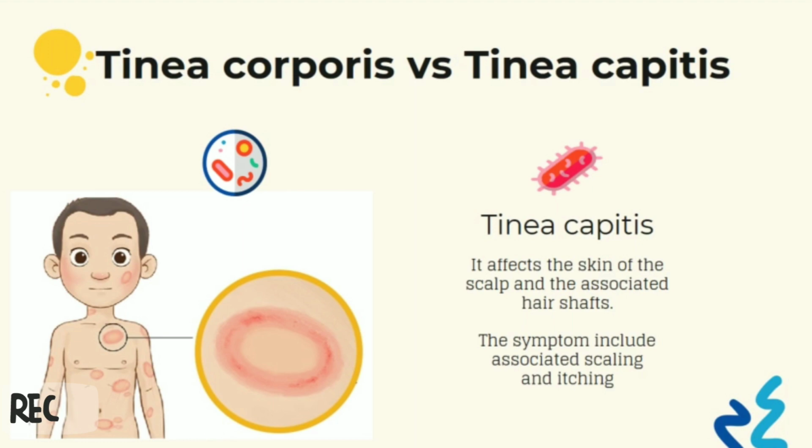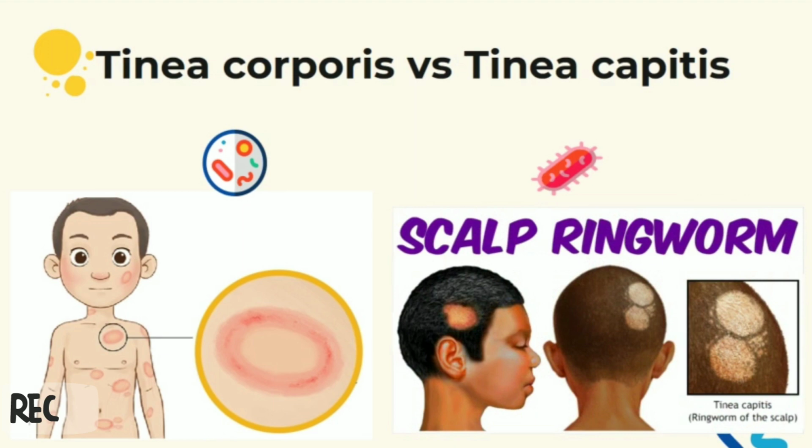While for Tinea capitis, it affects the skin of the scalp and the associated hair shafts. The symptoms include associated scaling and itching, like this, very scary. This fungal infection affects the skin of the scalp and the associated hair shafts. It's most common in young children and needs to be treated with prescription oral medication as well as antifungal shampoo. The symptoms can include localized patches that may appear scaly or red, and associated tenderness or pain in the patch.